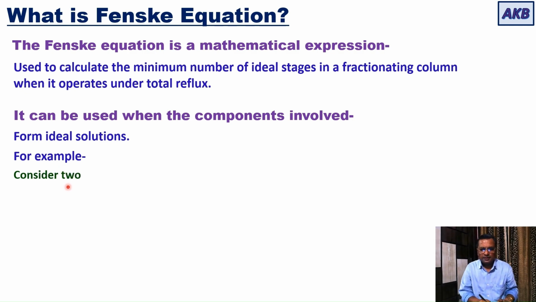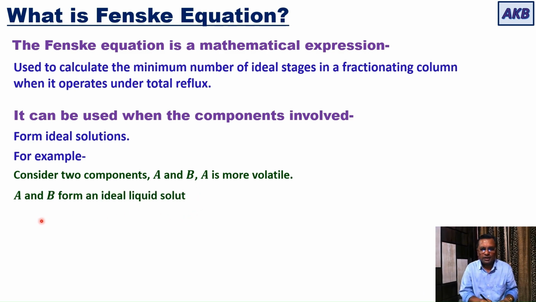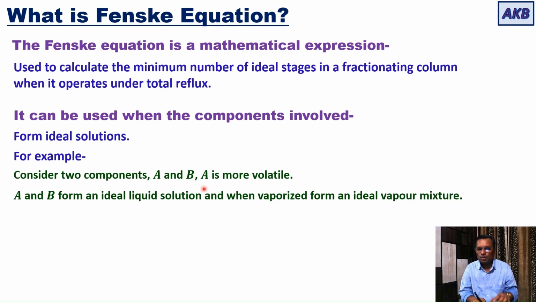For example, if you have two components A and B, in which A is more volatile, that is, the boiling point of A is lower than that of B and its vapor pressure is higher than that of B. So, in order to understand the concept, we are going to consider two components A and B. A is the more volatile component. If A and B form an ideal liquid solution, and when this solution is vaporized, the resulting vapor mixture is also ideal, then you can use Fenske's equation.